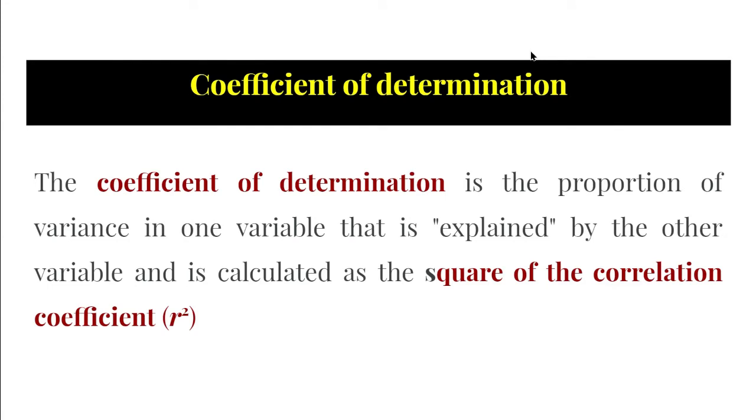There is another term known as the coefficient of determination. The coefficient of determination is the proportion of variance in one variable that is explained by the other variable, and it is calculated as the square of the correlation coefficient, known as R square.